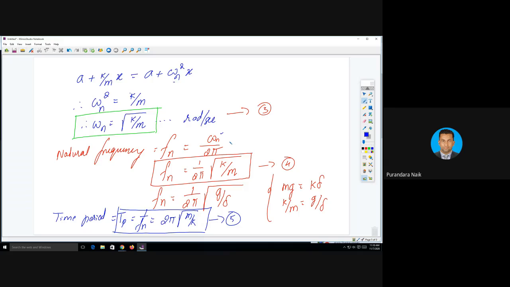Because frequency is the number of cycles per second, right? So omega n is angular velocity, radians per second. In 1 second, how many radians does it rotate? For 1 cycle, 2 pi radians. That's why omega n divided by 2 pi will give you the number of cycles per second. That is omega n by 2 pi.